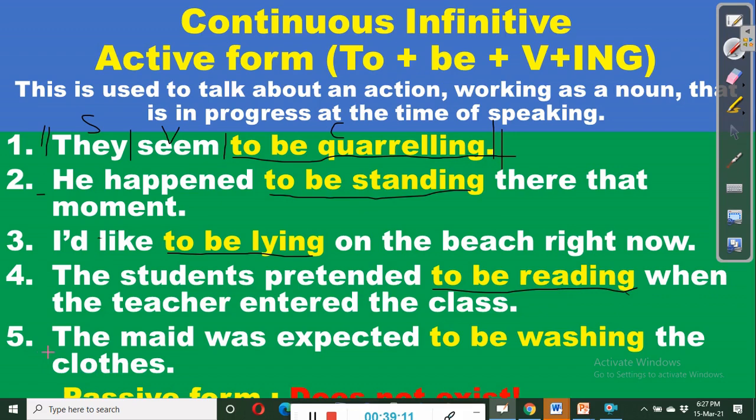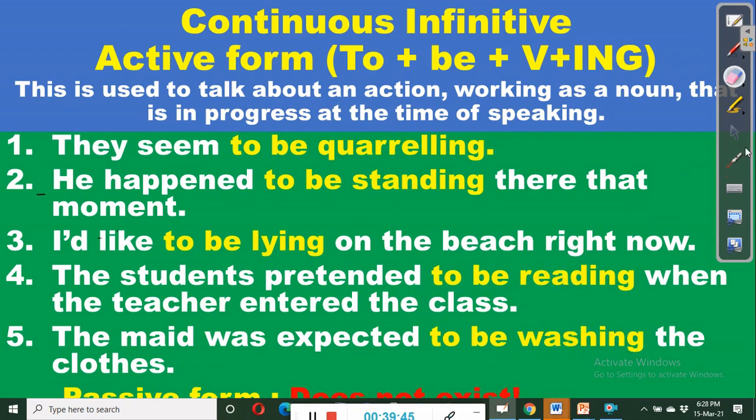Then, example number 5, the maid was expected to be washing the clothes. Now, the continuous infinitive is to be washing. All right. As I earlier said, the continuous infinitive does not have a passive form. So we have been able to look at specific examples of how we can use the continuous infinitive in meaningful English sentences. All right?